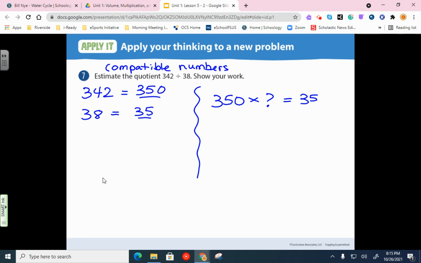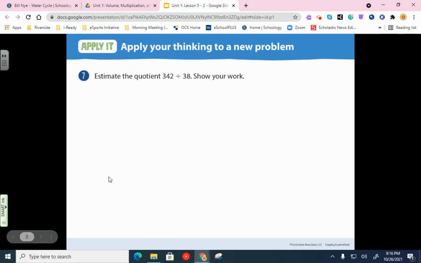Or 350, excuse me, 350 divided by 35. That will equal 10. 10 for that one. Sorry for the mistake. So our solution is close to 10. Let's look at the next one.